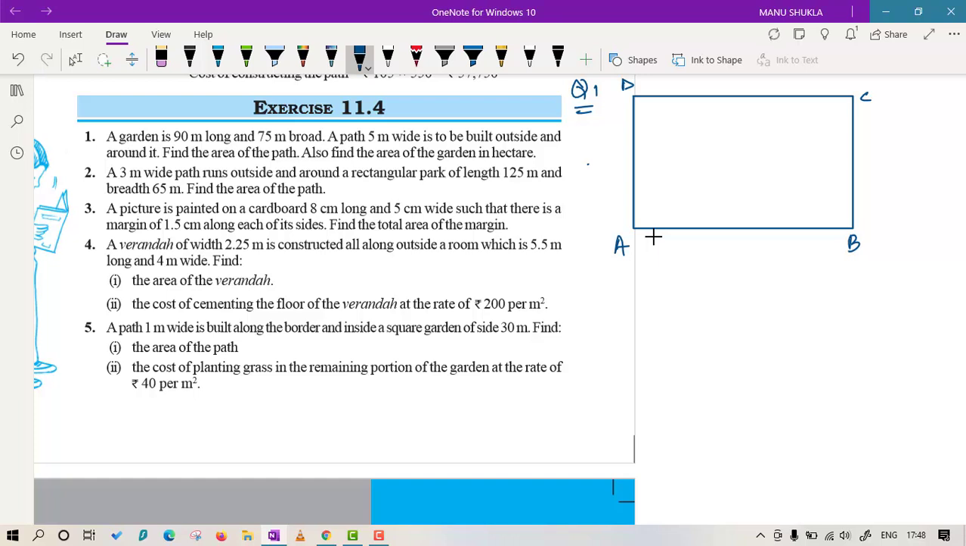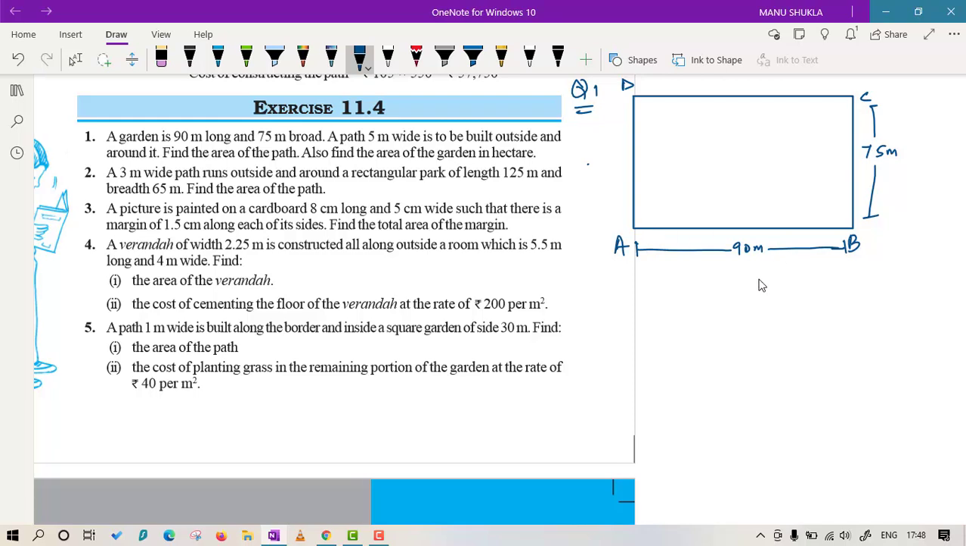Now they are saying that the length and breadth is 90 meters and 75 meters. So we can say AB is given to us as 90 meters and the breadth is 75 meters. So we can say BC is 75 meters. That's it. Now what they are saying is a path 5 meters wide is to be built outside and around it. That means we have to make a path around this.